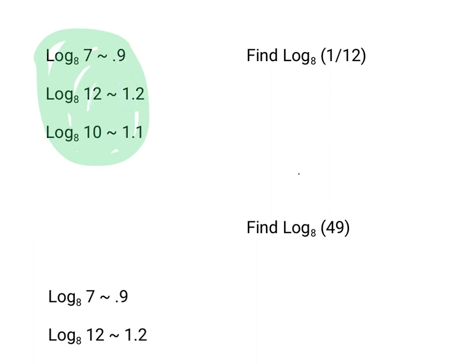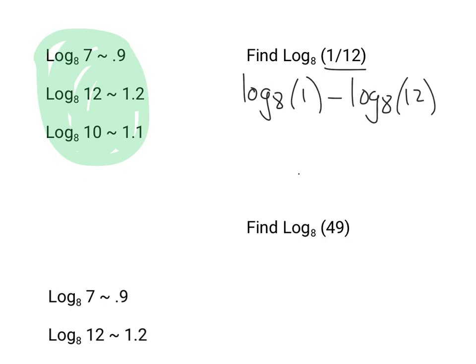This is the start of my puzzle, and I need to try to break this log into smaller parts and fill in the blanks. So what I know here is that I am dividing, and I need to think about when I divide terms, what do I do to their exponents? I subtract their exponents. So I can rewrite this as the log base 8 of 1 minus log base 8 of 12.